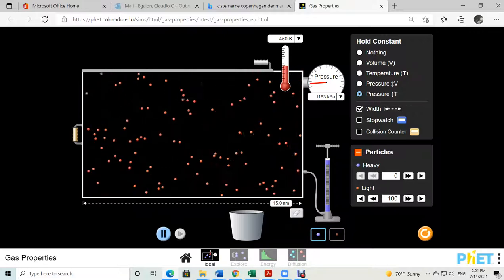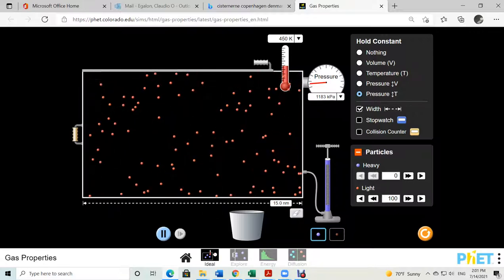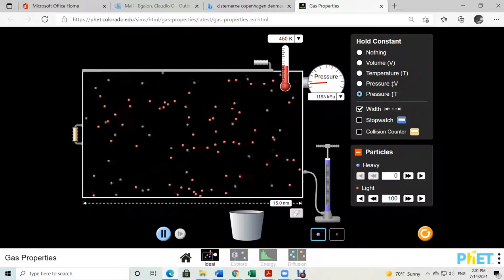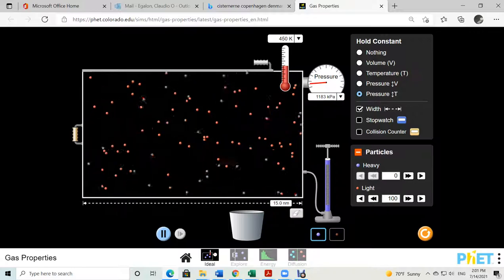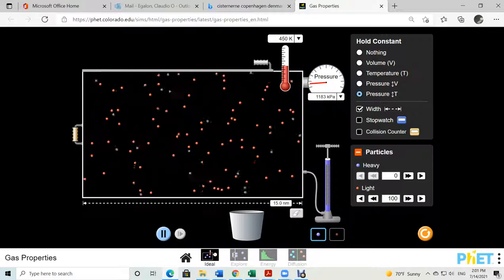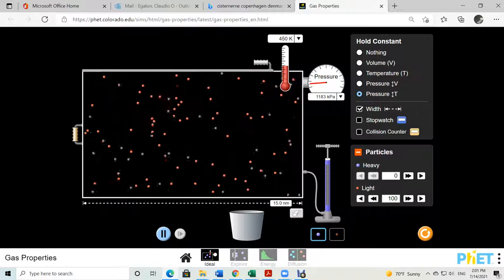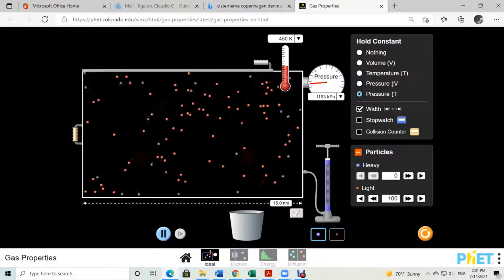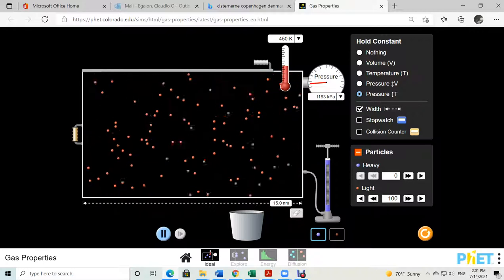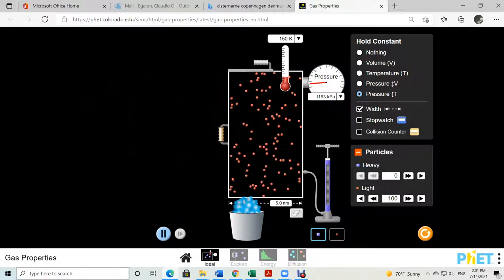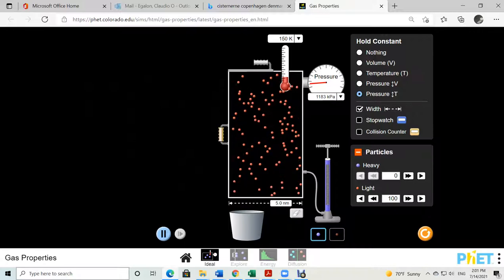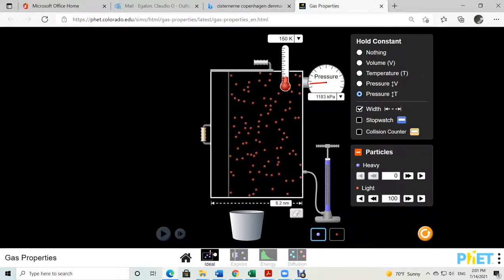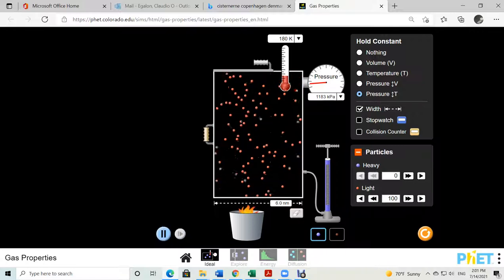Let's do 5, 6, 7, 8, 9, 10. Yeah, let's do one by one. So instead of going all the way up to 15, we go from 5 to 10. 5, we already have this measurement. We're going to do 6 nanometers, which corresponds to 6 cubic nanometers.